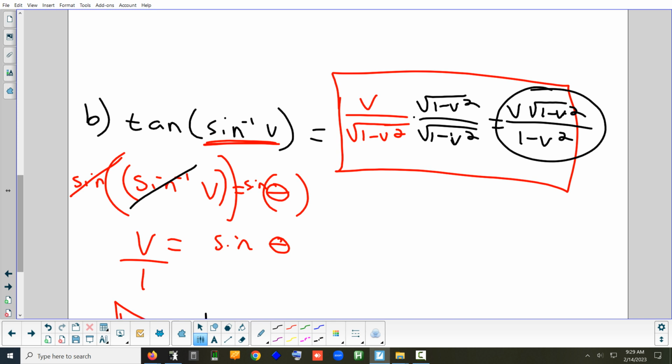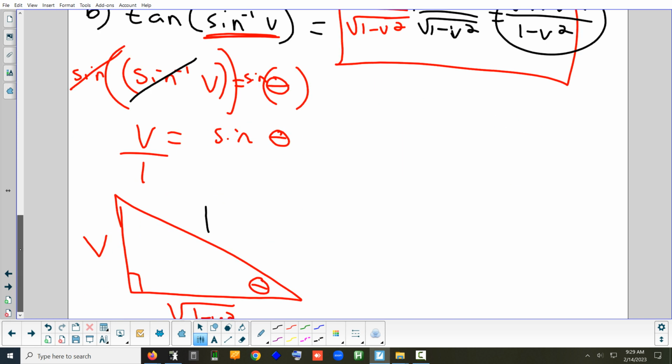Okay. Any question on that? How do we get V over the square root of 1 minus V squared? So this came from the tangent. This was the opposite, and that was the adjacent. Okay. So this part on the outside, you don't end up using till the very end of the problem.